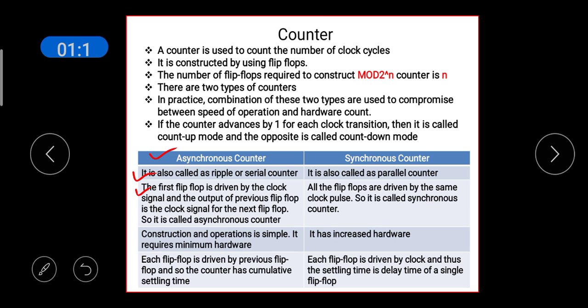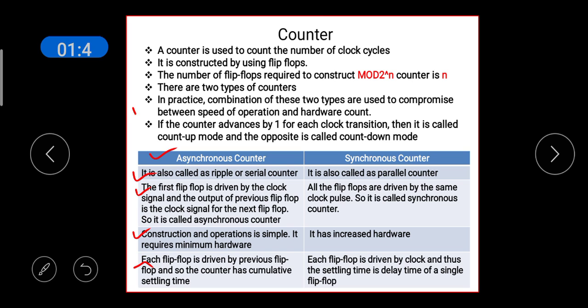The construction and operation of an asynchronous counter is very simple. It requires minimum hardware, whereas a synchronous counter requires increased hardware. In an asynchronous counter, each flip-flop is driven by the previous flip-flop and so the counter has cumulative settling time. In a synchronous counter, each flip-flop is driven by the same clock, and thus the settling time is the delay time of a single flip-flop.